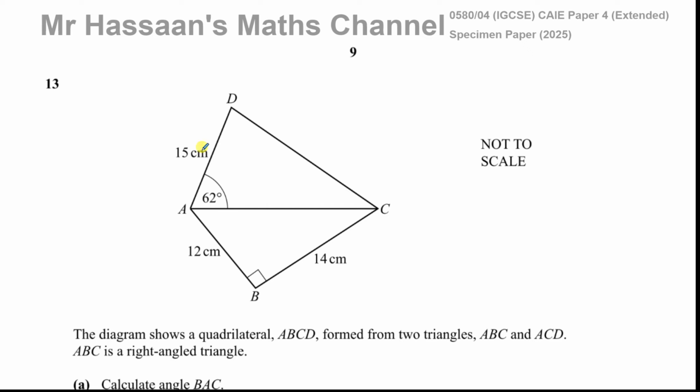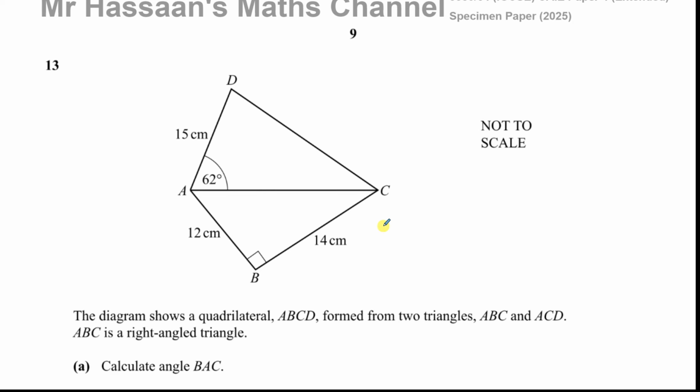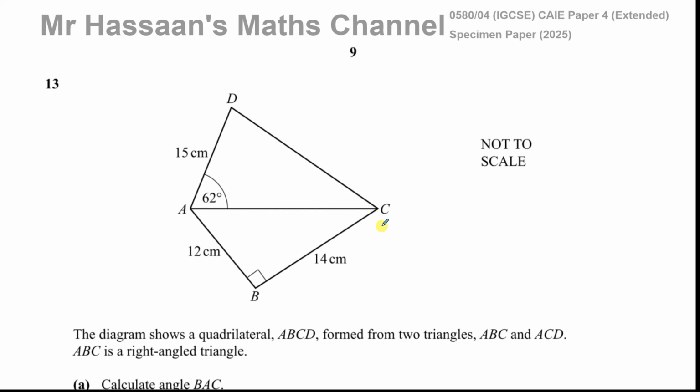So we're given this question with this triangle and this second triangle, which are placed together with AC as a common side. Triangle ABC is a right angle triangle. So this quadrilateral is formed by these two triangles stuck together. The first part of the question says, calculate the angle BAC.